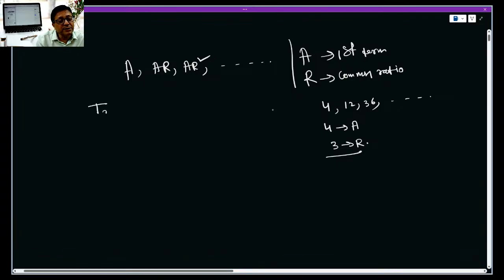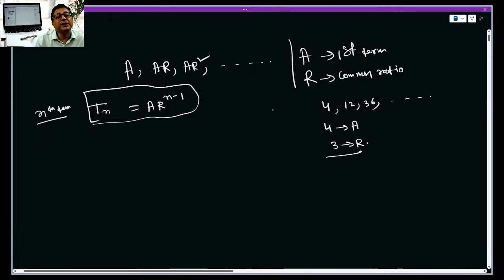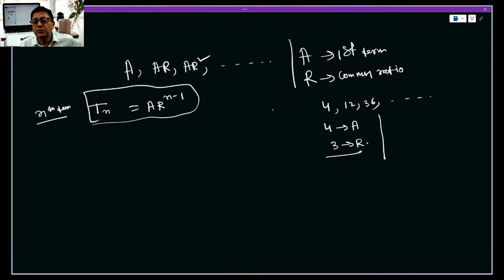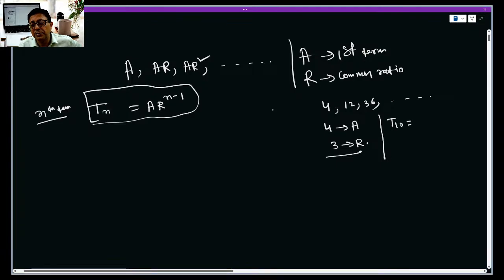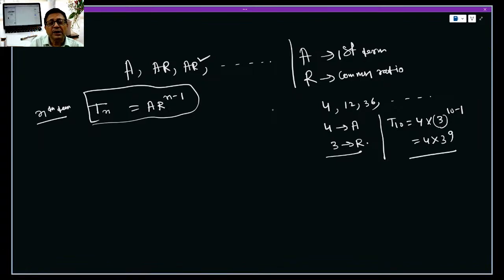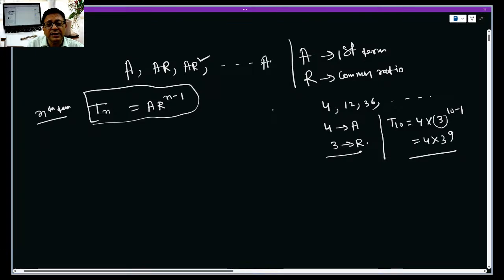For this geometric sequence we found the nth term. What is the formula for the nth term? Nth term Tn equal to A into R to the power n minus 1. This you know, the nth term formula. A is the first term, R is the common ratio, and suppose we want to do it for this problem, we want to find T10. This will be what? 4 into 3 to the power 10 minus 1. So it is 4 into 3 to the power 9. But we are discussing the standard GP. It is AR to the power n minus 1.